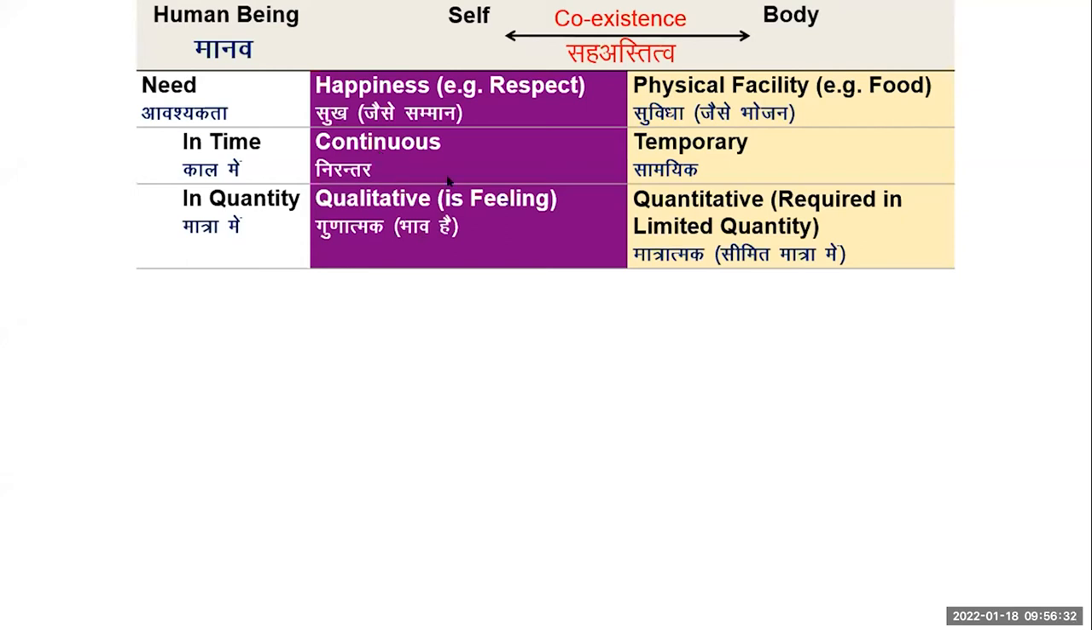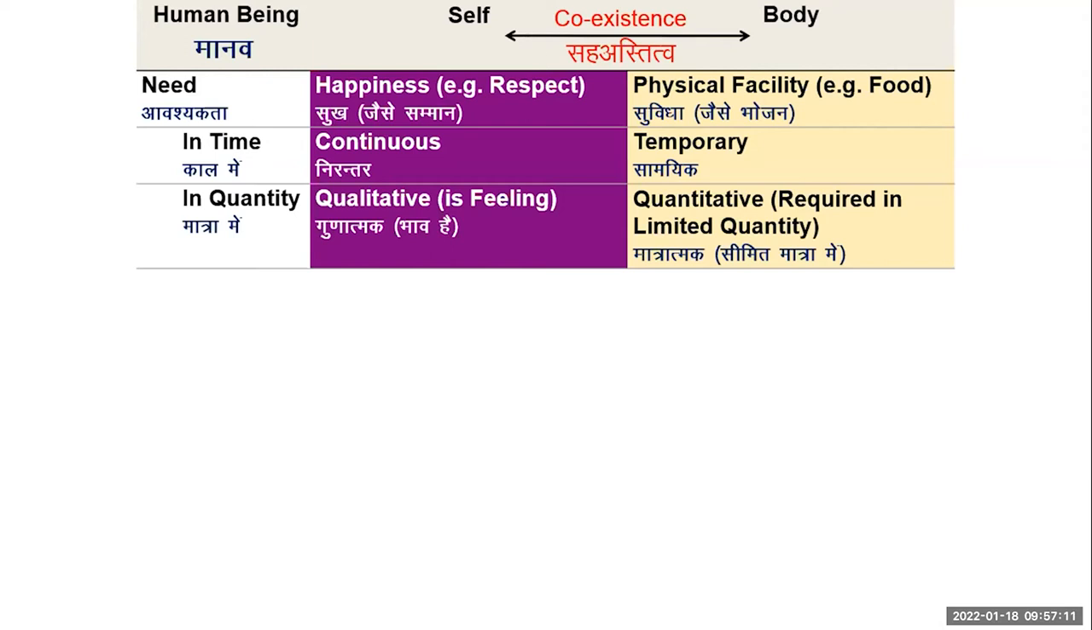Now, in terms of quantity, this need is qualitative. We don't say half a liter of respect or 1 kg of happiness. So it is qualitative in nature. It is feeling based. While in the case of the body, the need can easily be seen as quantitative. Body is hungry. One person may consume 5 chapatis, another person may consume 4 idlis. It is quantitative. Water, milk, clothes, house, everything can be quantified.